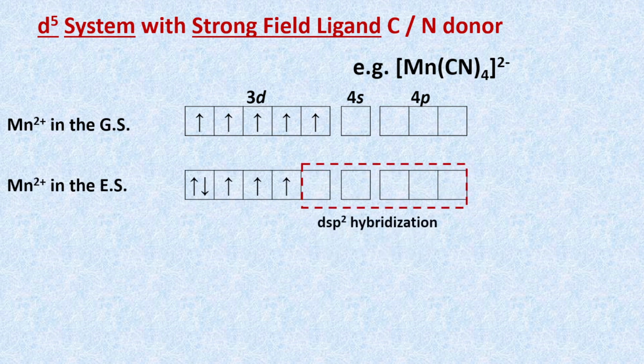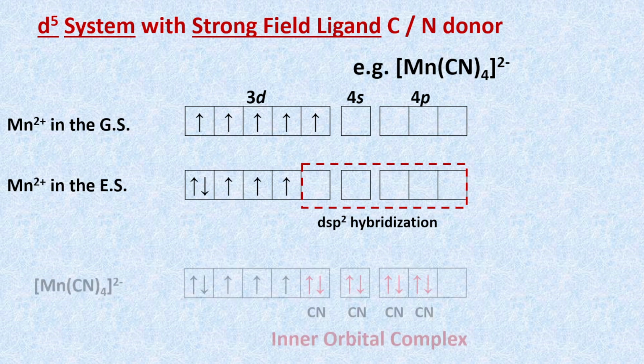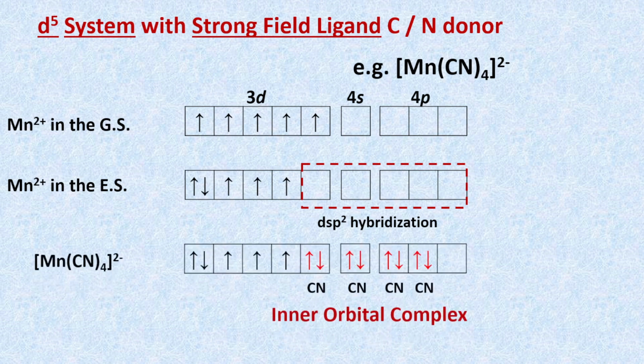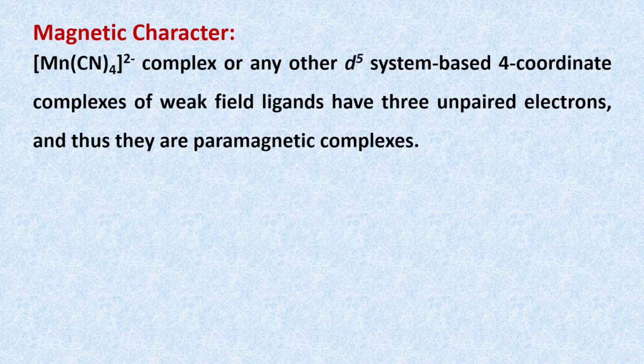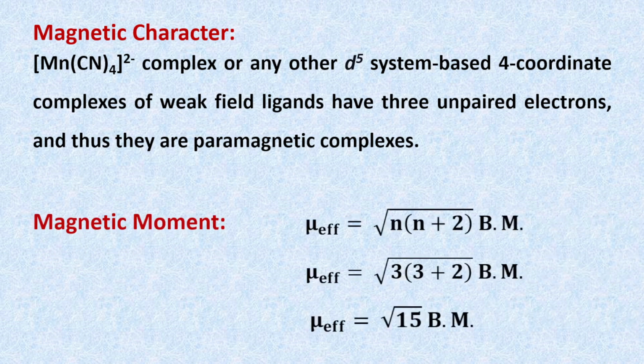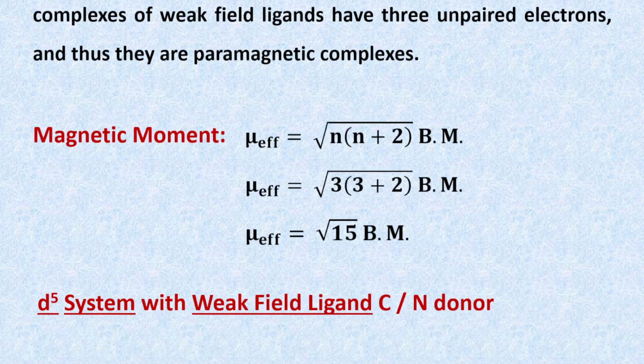Now one vacant 3d orbital, one 4s and two 4p orbitals hybridize to give dsp2 hybrid orbitals. Then the 4 ligands donate their sigma electrons to form an inner orbital complex. This complex or any other complex of d5 system based 4 coordinate complex of weak field ligand has 3 unpaired electrons, so they are paramagnetic and the magnetic moment is √15 Bohr magneton.